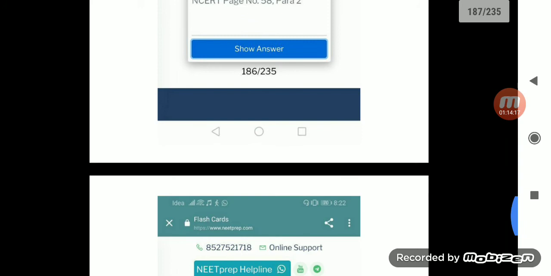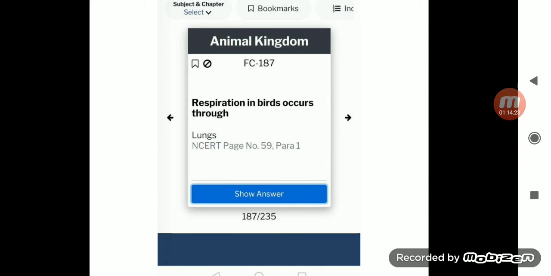The heart of a bird is four chambered. Respiration in birds occurs through lungs.